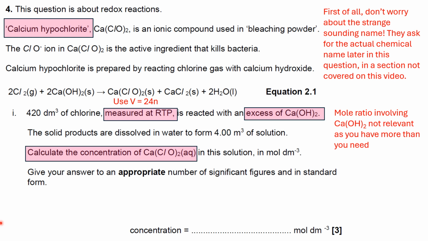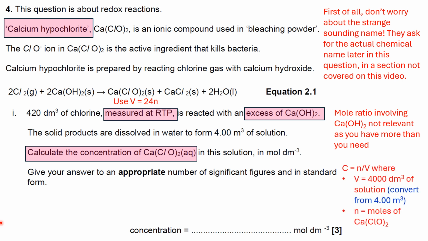Okay, the concentration of calcium hypochlorite is what they're after, and they want it in moles per decimeter to the -3. So you use c equals n over V, so you're rearranging n equals c times V so that concentration is the subject. And as you can see, there's 4 meters cubed of solution. It'd be easy to miss that, so you need to convert that to decimeters cubed, so you can put decimeters cubed into your V equals 24n. So therefore you use 4,000 decimeters cubed. The number of moles is going to be the moles of calcium hypochlorite.